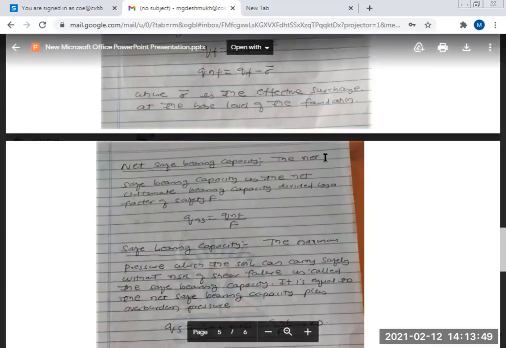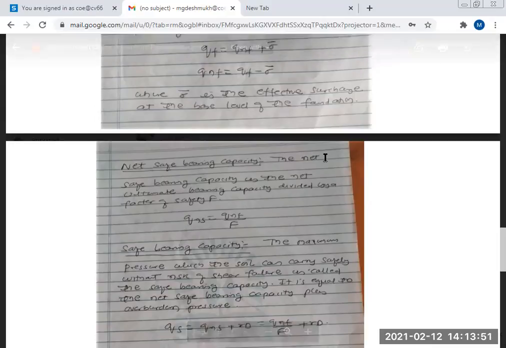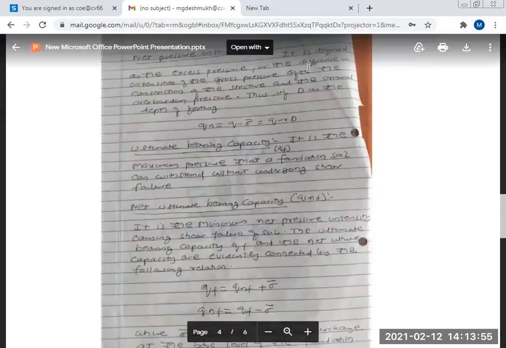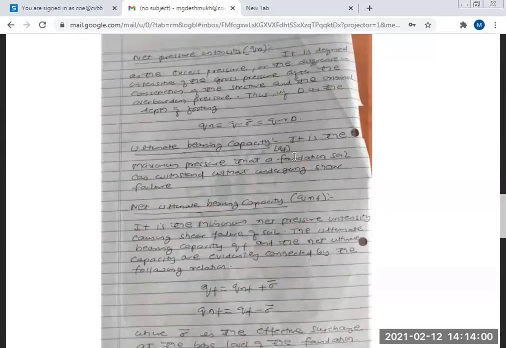This should be absolutely clear to you. So then you can understand the chapter very well. Otherwise you will be confused. So the ultimate bearing capacity, QF, means all the load comes here, maximum pressure, taking the full gross pressure. And net ultimate bearing capacity QNF.